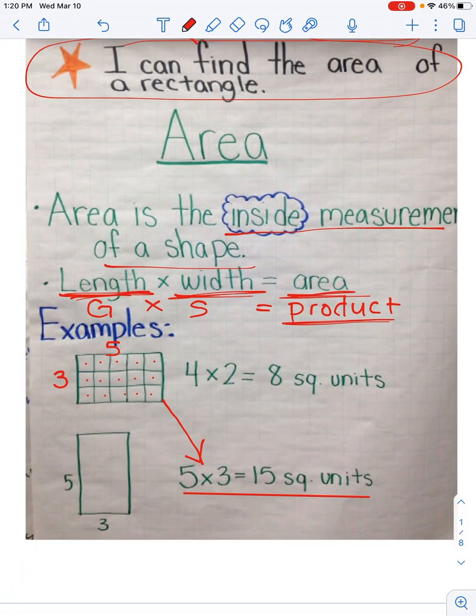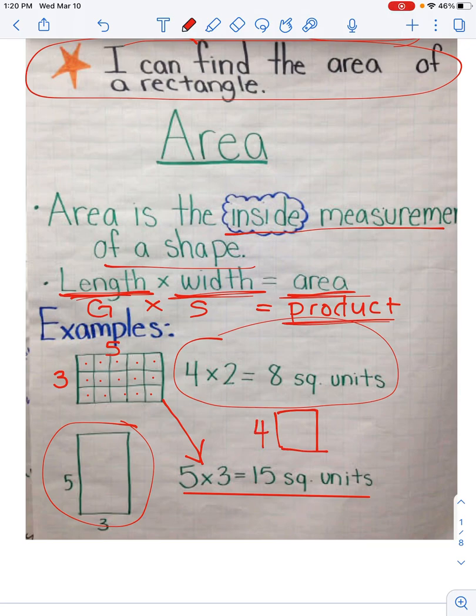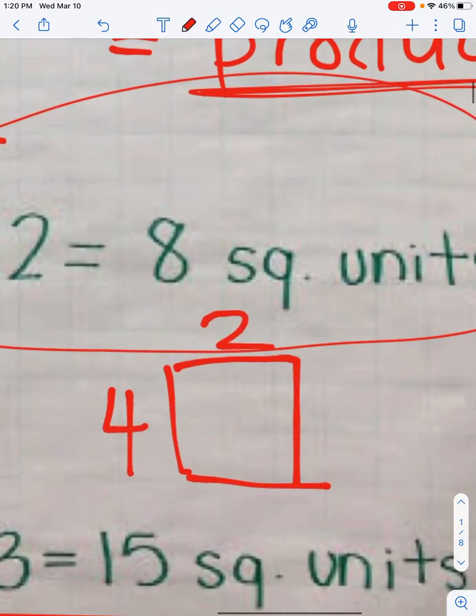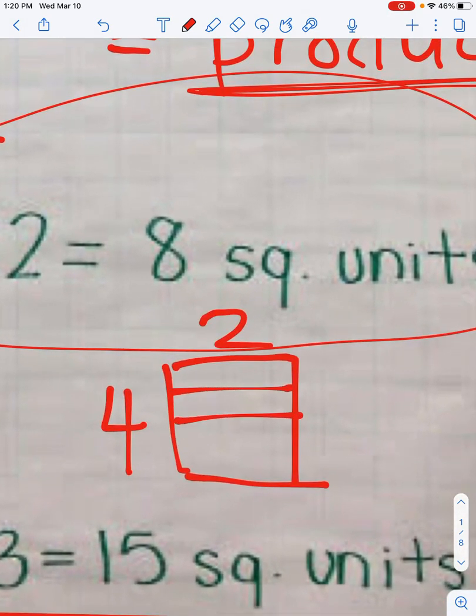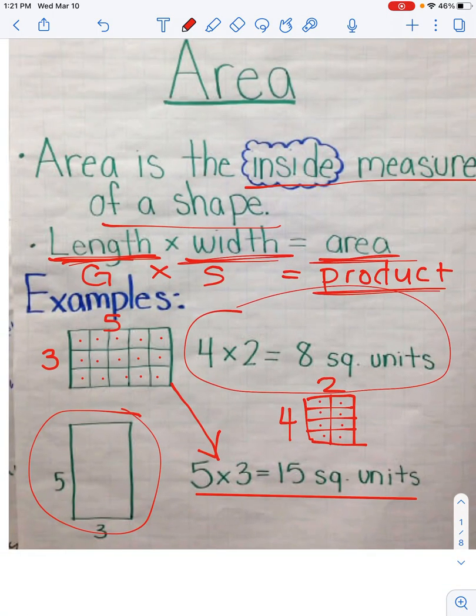I could also draw it this way, right? Because I know that the commutative property means whichever way I turn it, my answer would be the same. Now, this one right here, 4 times 2 equals 8 square inches, they didn't draw a picture for this one, which is kind of confusing. So this would look like this: 4 times 2, which would be 4 groups of 2, and the inside would be worth 8. We would have to zoom in and say, all right, 4 rows and 2 in each row. If I count them up, 1, 2, 3, 4, 5, 6, 7, 8. My answer would be 8 square units.